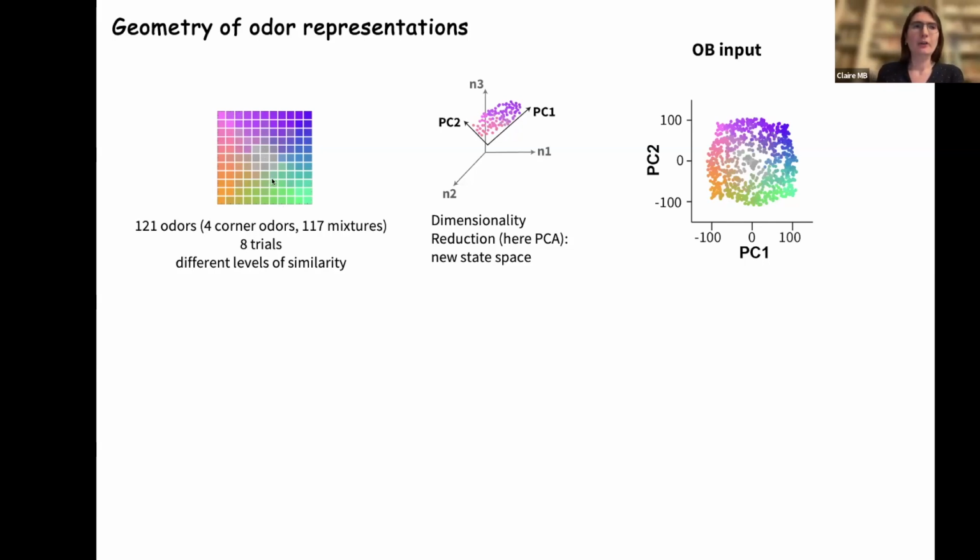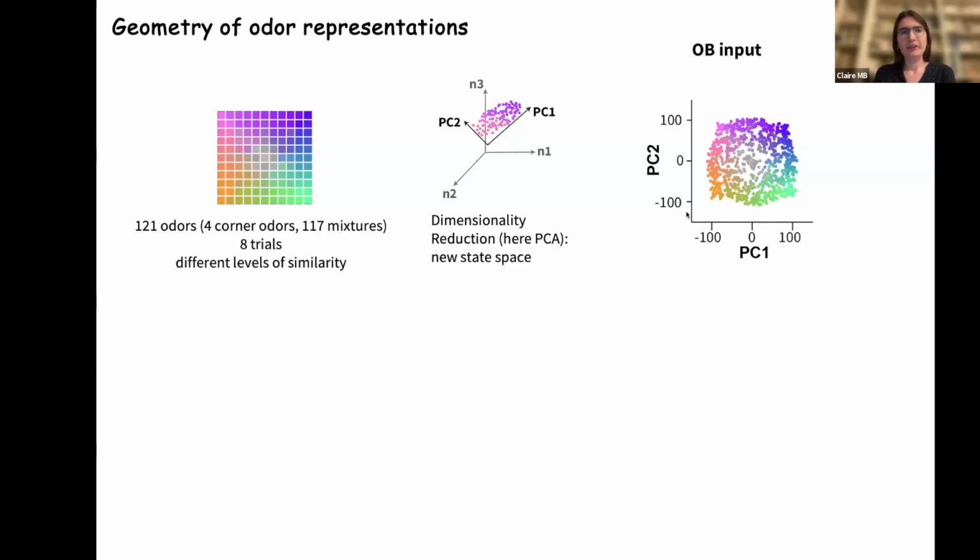So now remember, in our simulation, I said an odor is equivalent to an olfactory bulb activity pattern. So it means that we can represent this odor square in activity state space. And we can apply a dimensionality reduction to have a new state space where the axes are not the activity of the neurons, but where the axes are patterns of neuronal covariations. So here in this case, we will apply a principal component analysis.